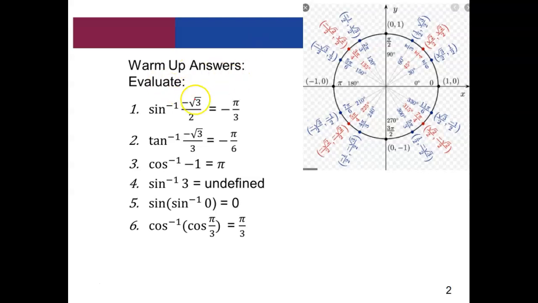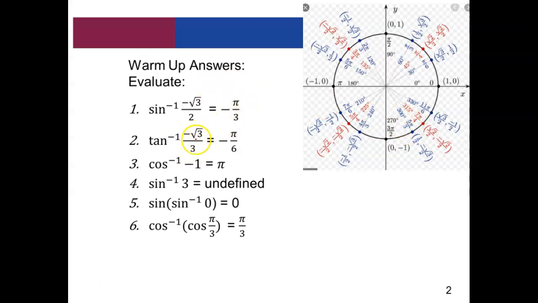Okay, on the first one, inverse sine of -√3/2. So for inverse sine, we're going to go down here to the negative. We're going to go to the third quadrant, the fourth quadrant, and that's going to be negative square root of 3 over 2 is 5 pi over 3, but we don't write it as 5 pi over 3, we write it as negative pi over 3.